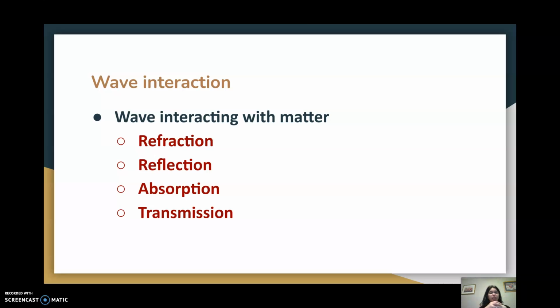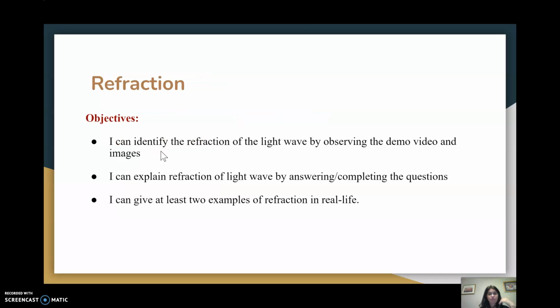So let's see, there are different ways. When a wave interacts with matter, it could refract, it may reflect, it may be absorbed by the matter or medium, or it may be transmitted. Today we will learn about refraction. I know it's a difficult vocabulary, but trust me, towards the end of this lesson you will be able to understand what refraction is and what it means.